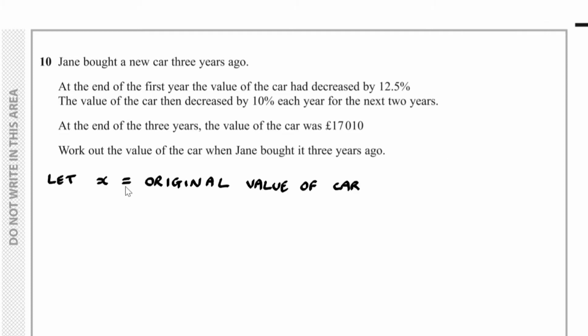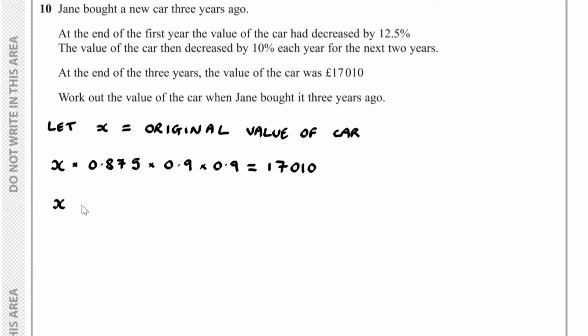We begin this question by letting x equal the original value of the car. And if that's the case, I've got x multiplied by, now here, at the end of the first year, the value decreases by 12.5%, so that multiplier is the same as 0.875. And then it decreases by 10% for the next year, and then also 10% for the year after that. So the multiplier in that case is 0.9. And at the end of all this, we get 17,010 pounds.